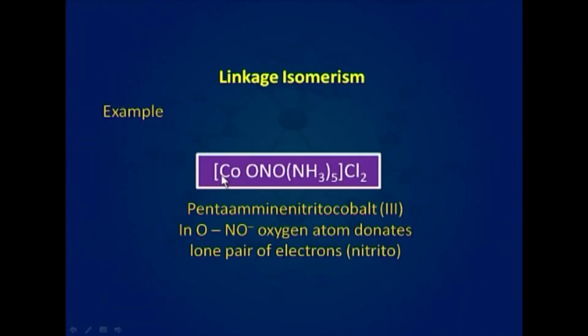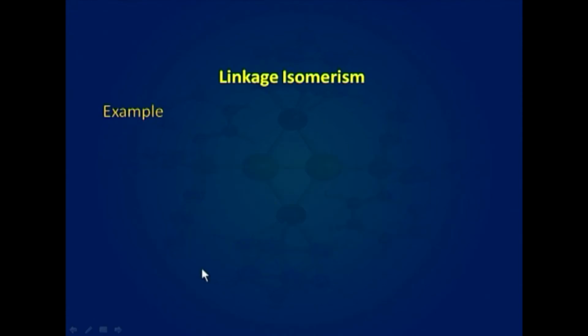For example, [Co(ONO)(NH3)5]Cl2, that is pentaamine nitrito cobalt 3 chloride. In this complex, the ONO- ligand is used. In ONO-, the oxygen atom donates a lone pair of electrons and it is named as nitrito.